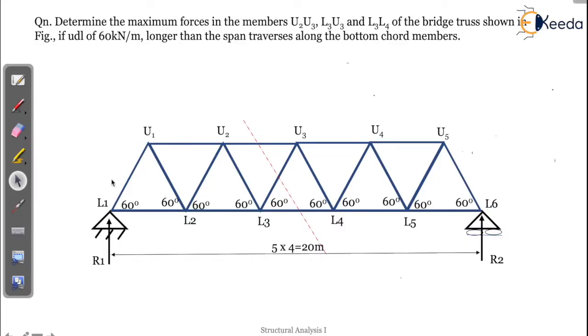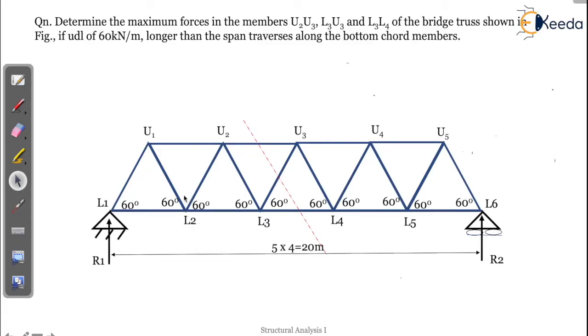A Warren truss is made up of equilateral triangles, so all angles are 60 degrees and there are no other members. So it is called a Warren truss, and this is an example of a Warren truss. Basically, for any truss the methodology is the same and we solve it in a similar way, but I have considered a Warren truss in this particular case.